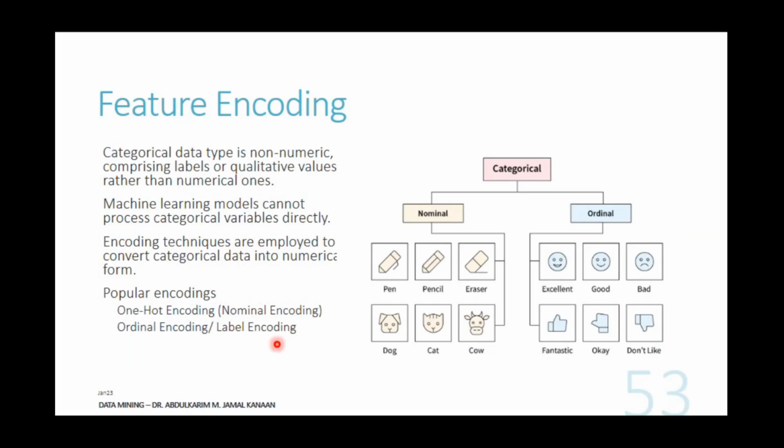Consider this example. Firstly, categorical data is non-numeric, comprising labels or qualitative values. Quantitative, a term used in the slide earlier, means numeric value. Qualitative means non-numeric value. It can be text, can be labels, whatever you have. So a machine learning model cannot process categorical variables directly. So encoding techniques are employed to convert categorical data into numeric form. Let's take an example and think together about it.